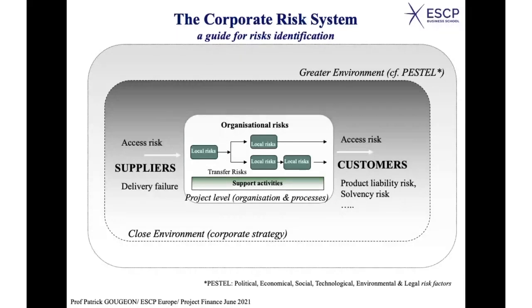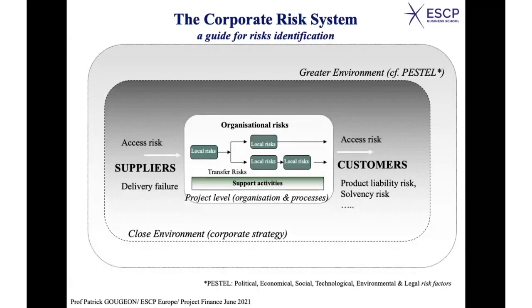You may have a delivery failure. I mean, your suppliers go bankrupt, or they themselves have an interruption of their activity so that they cannot deliver what you need. Okay, and then again your activity might be interrupted. So you have to imagine all types of things that might occur. Okay, that could create a problem on the supply side.